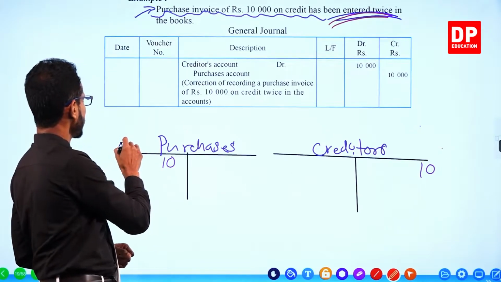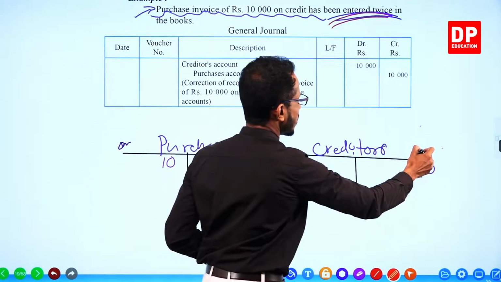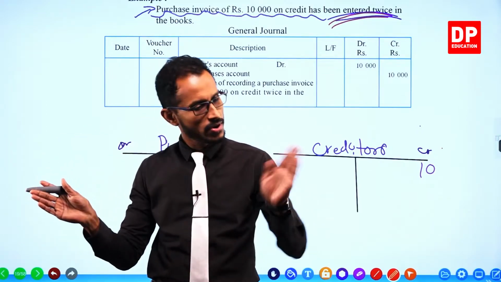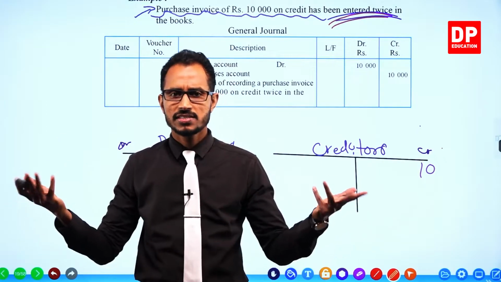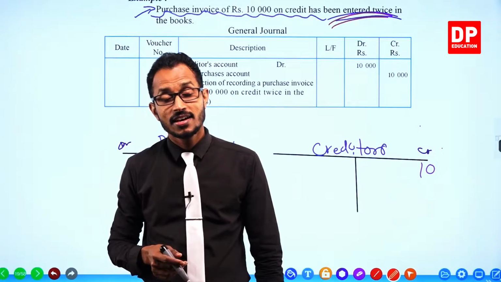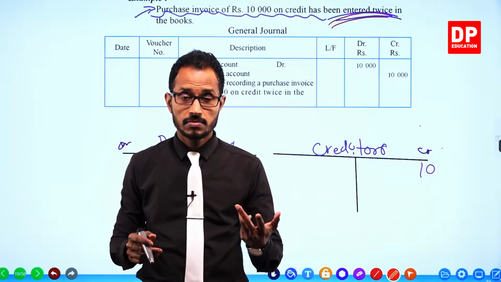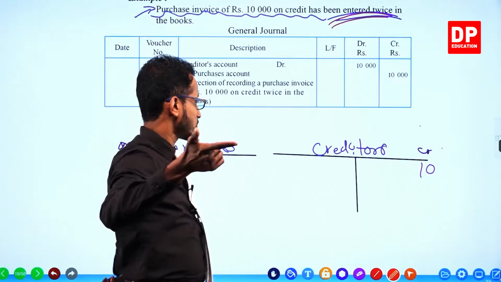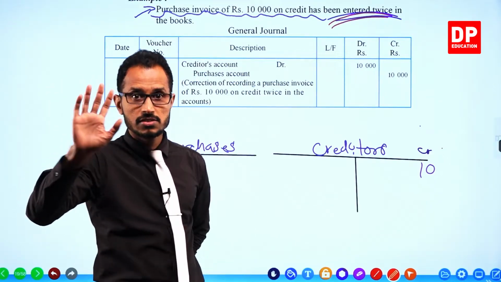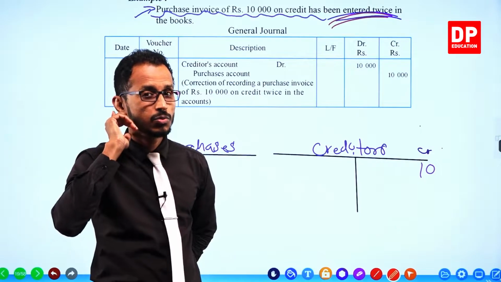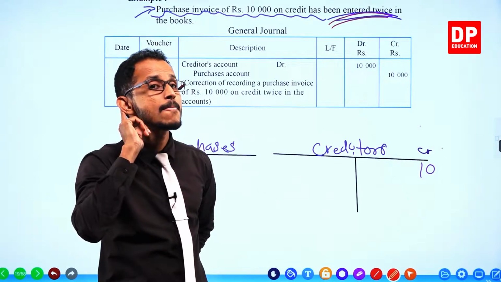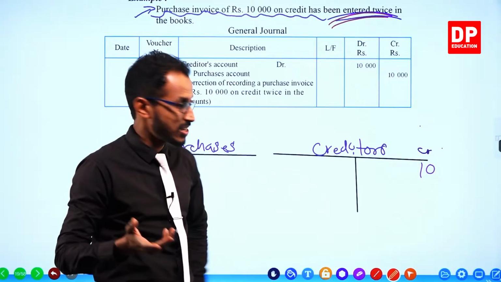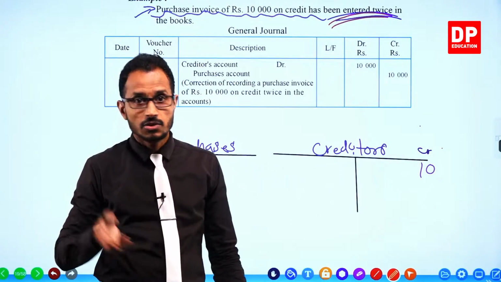Purchases account debit, creditors account credit, 10,000 is debited and credited. Erased. No, we can't do that. Who's saying? Are you saying that we can't erase? It's not allowed to erase entries from accounts. Not allowed.